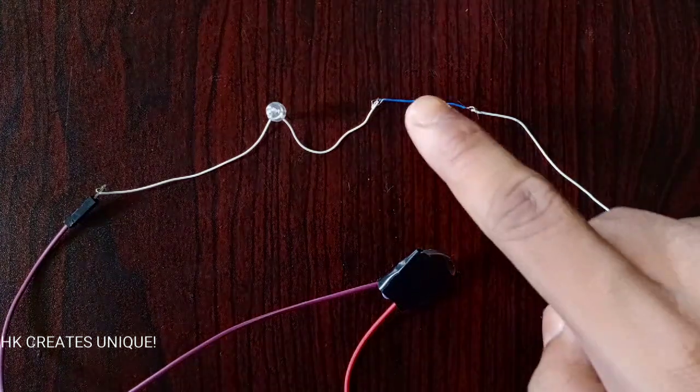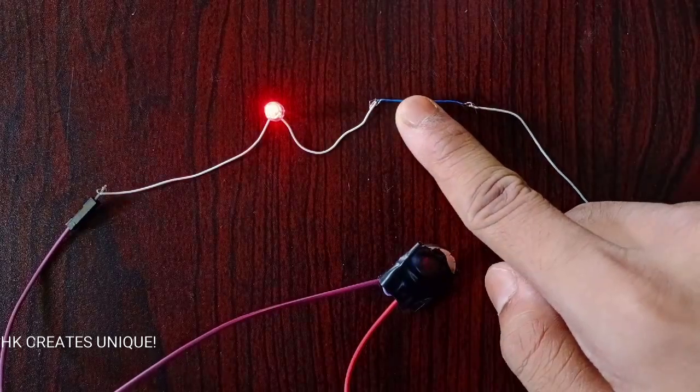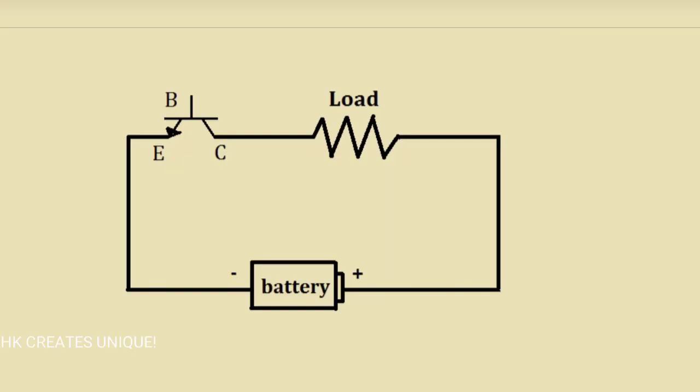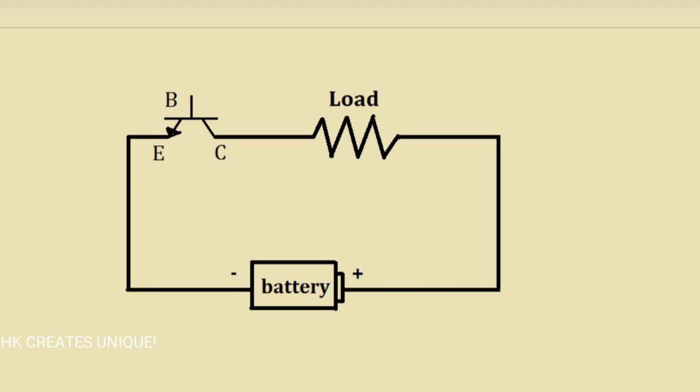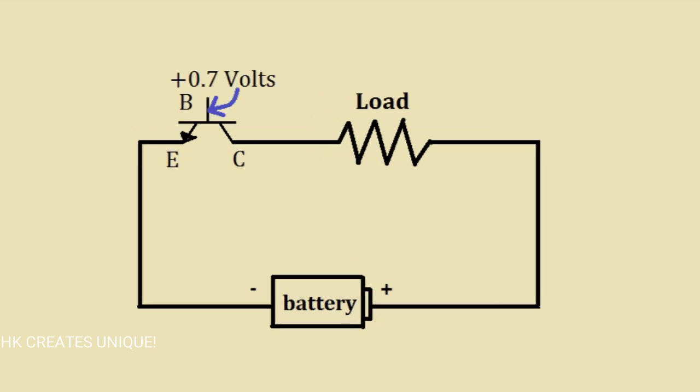Now, as we know, a push switch does not allow current to flow unless it is pushed. Similar to a push switch, transistor also does not allow current to flow normally. But to close the switch this time, we need to give voltage instead of a push. To make a transistor act like a closed key, we need to give a voltage of positive 0.7 volts at the base terminal of the transistor.